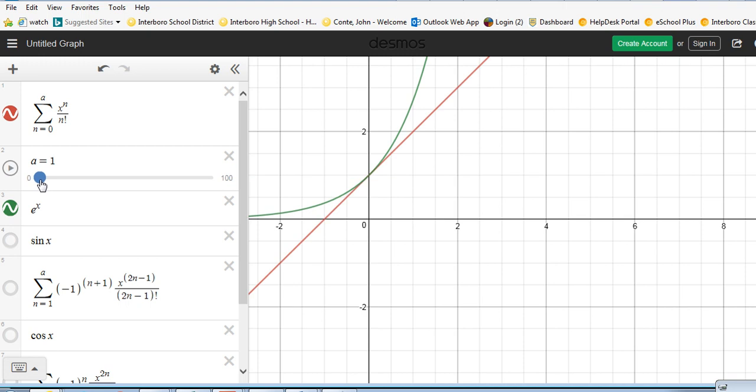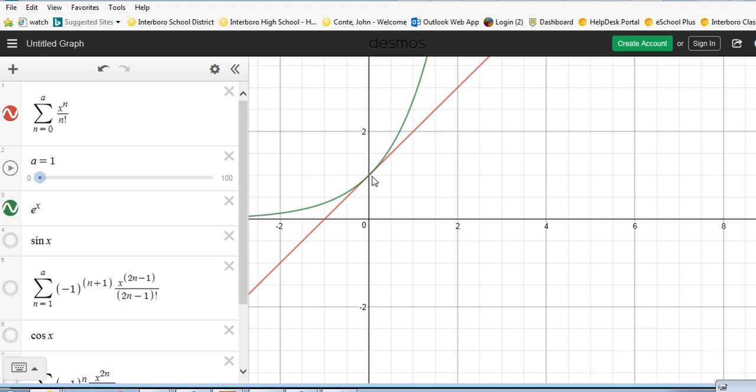Now we're at a equals 1. That means we have 2 terms in the series. That's 1 plus x. Well, you look at what we got here. This is basically almost like a tangent line that touches only at that point. And suddenly, in the local vicinity of x equals 0, you get a pretty decent approximation. But still, over a wider interval, it's still pretty bad.